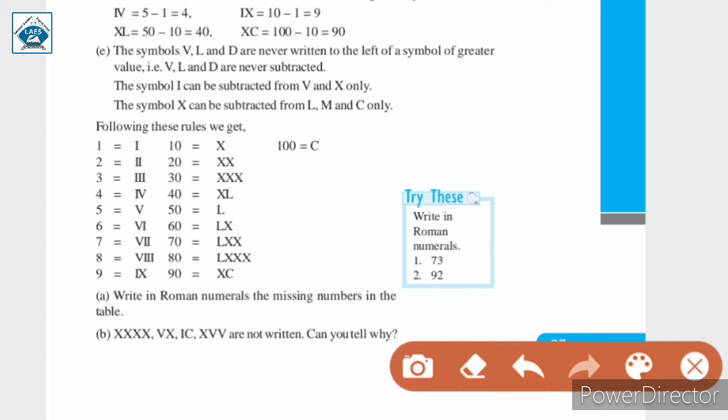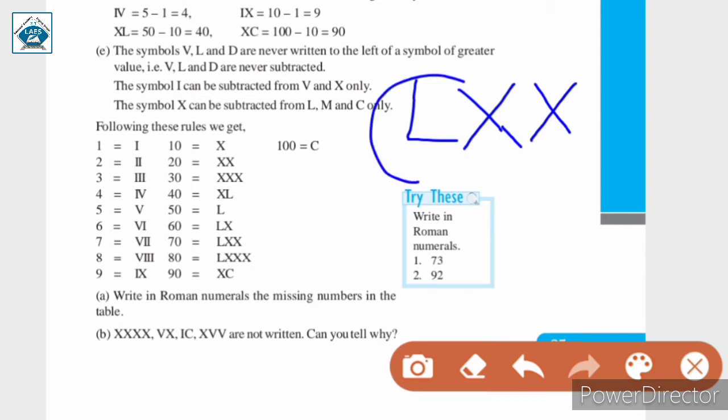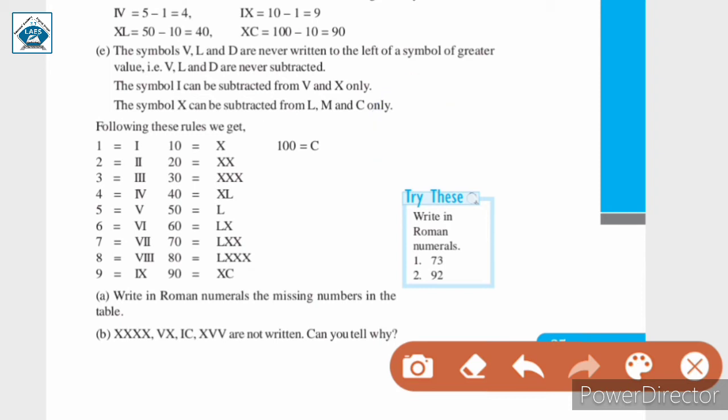So here, just like the rule, we know that if we write smaller number in the right hand side of a greater number, that is 50, then we add these numbers. So here we have 50 plus 20, which is equal to 70. For 80 we have LXXX, so this is equal to 80, that is 50 plus 30.